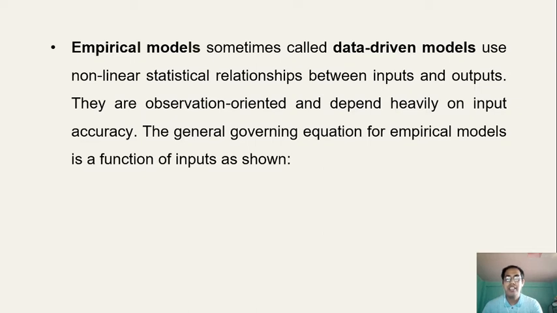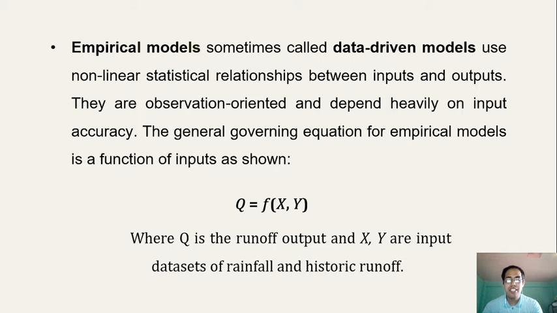Empirical models, sometimes called data-driven models, use nonlinear statistical relationships between inputs and outputs. They are observation-oriented and depend heavily on input accuracy. So, empirical models are very useful if the other outputs are not needed. The general governing equation for empirical models is a function of inputs as shown. Q = f(x, y), where Q is the runoff output and x, y are input datasets of rainfall and historic runoff.